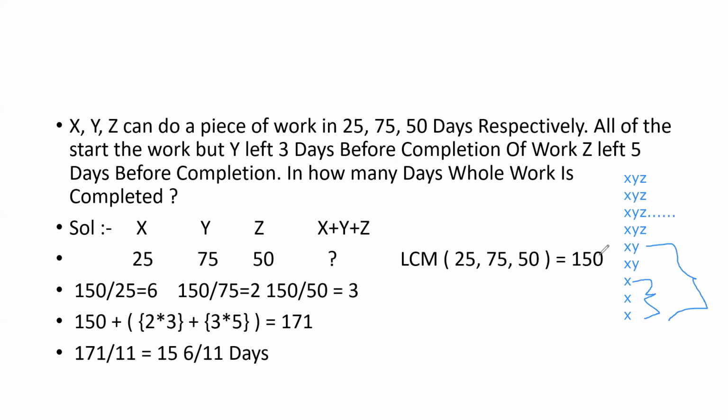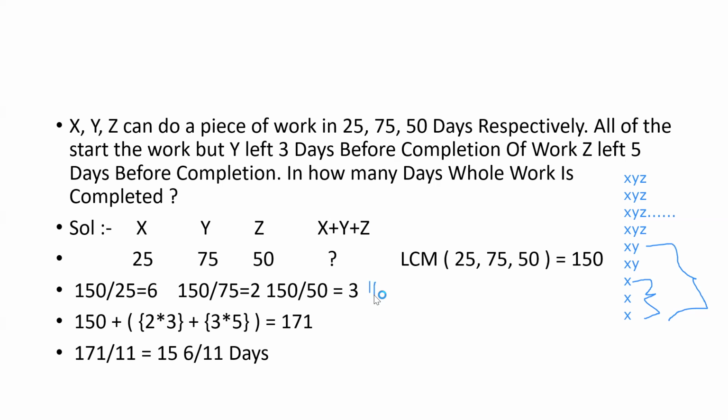Then for the total work, up to the end, how many persons can do the work? All three. So in 1 day the 3 members can do 6 plus 2 plus 3, that equals 11. Therefore, 171 by 11 equals 15 6/11 days. This is about finding the total work number of days.